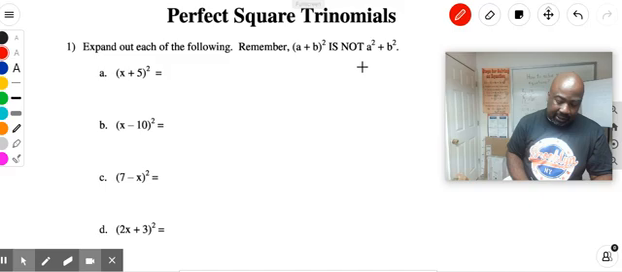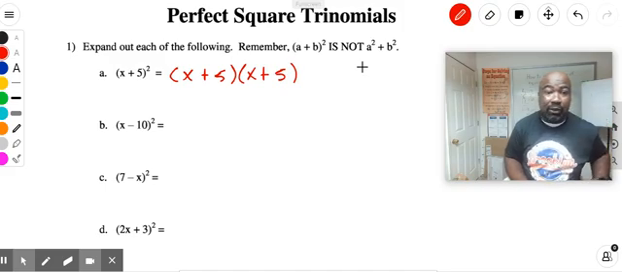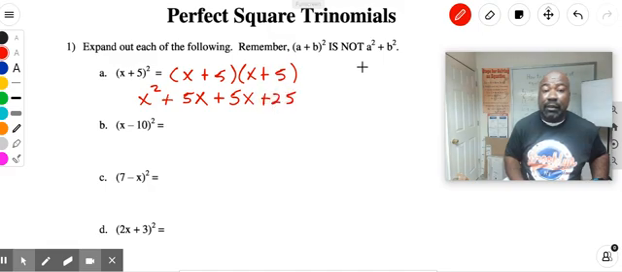So now what I would do right here is write it out, (x + 5) squared, and then I would FOIL it out. So I would go x squared plus 5x, and we have another 5x, and then what we have here is just 25. And then when we combine like terms, we have x squared plus 10x plus 25. Easy peasy. Moving to the next one.